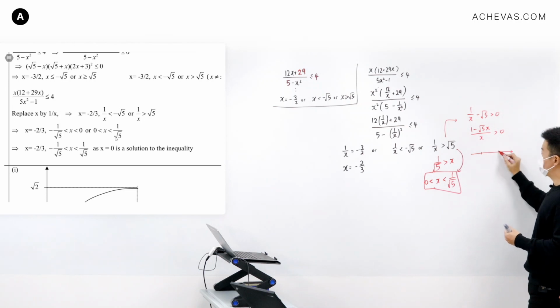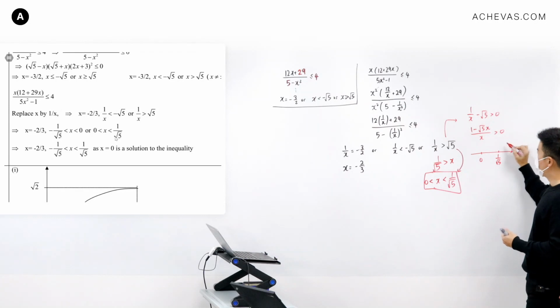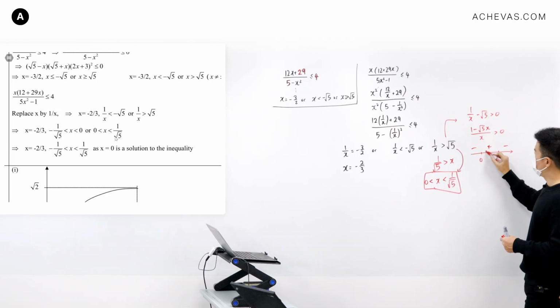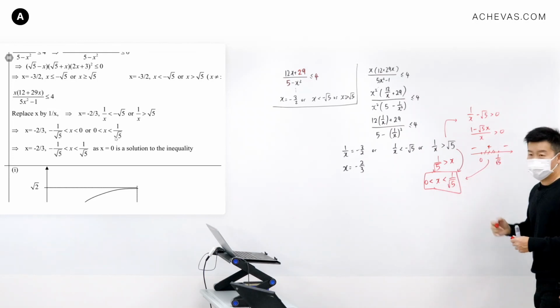Once that happens, I can then draw my number line. It is going to be 0 here. It's going to be 1 over square root of 5 here. If I were to substitute in numbers, I have a minus, plus, minus. I'm looking for bigger than 0. So x is then going to be between 0 and 1 over square root of 5.